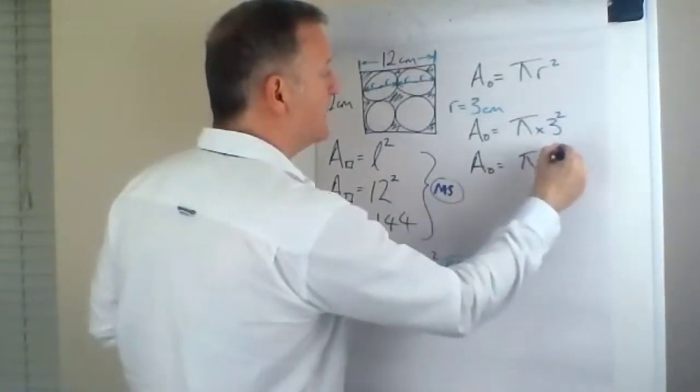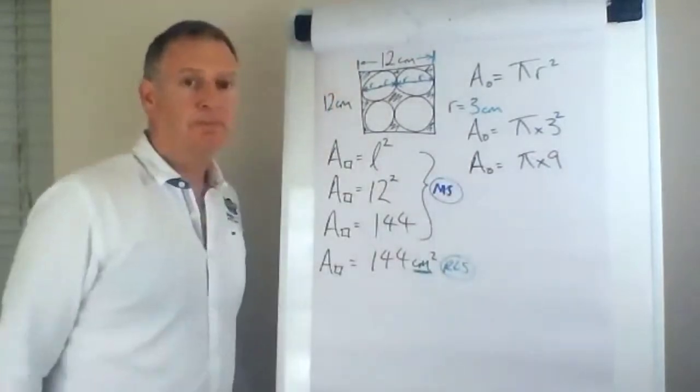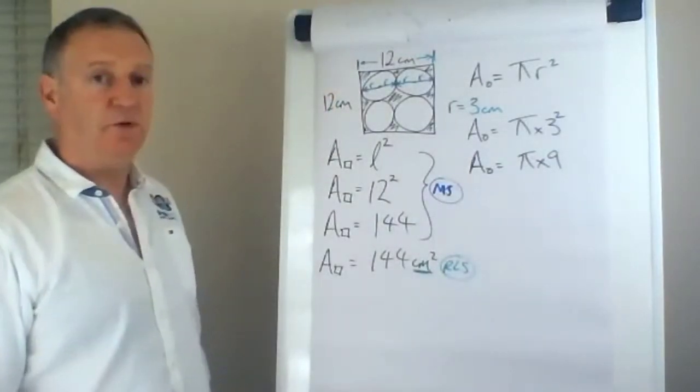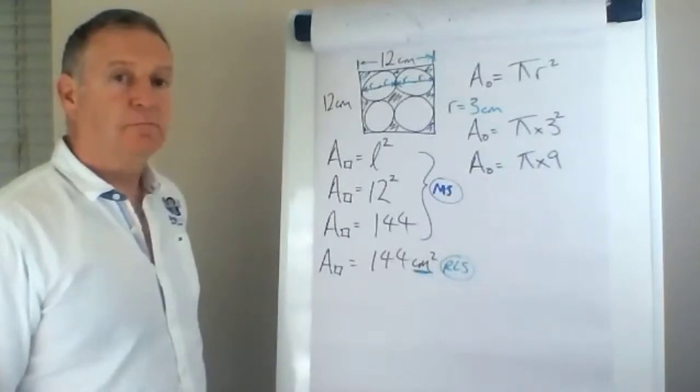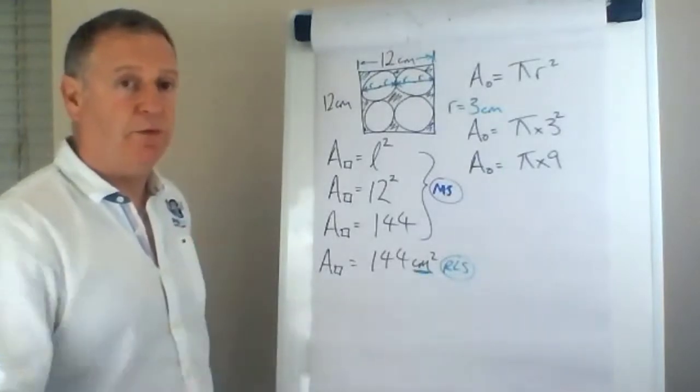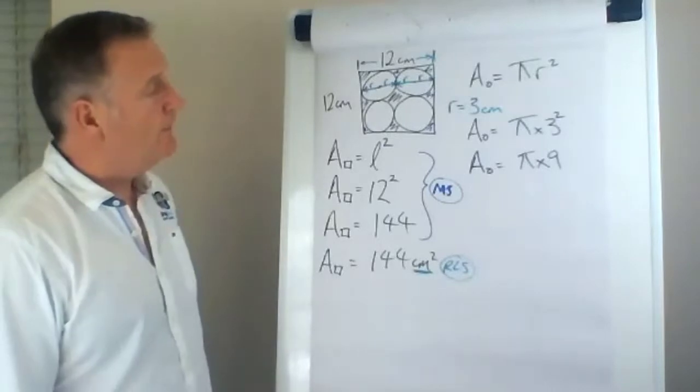So it'd be pi times 9, won't it? 9 times... How would you do that? See, I've done the 3 squared. How would you? Just go with that for the moment. You okay with that? Yeah, I've got that down.